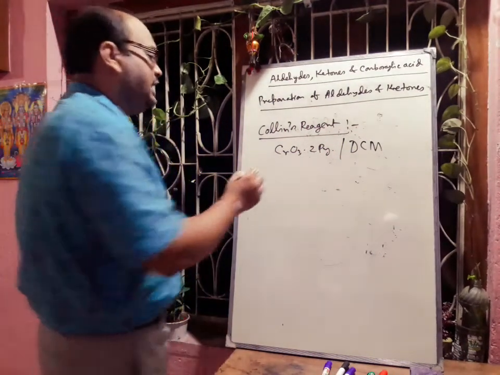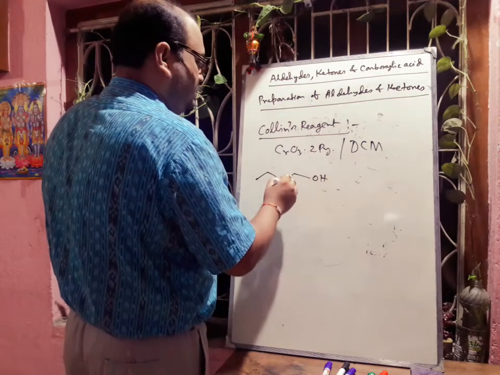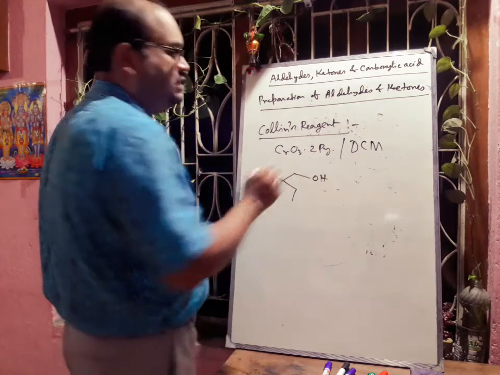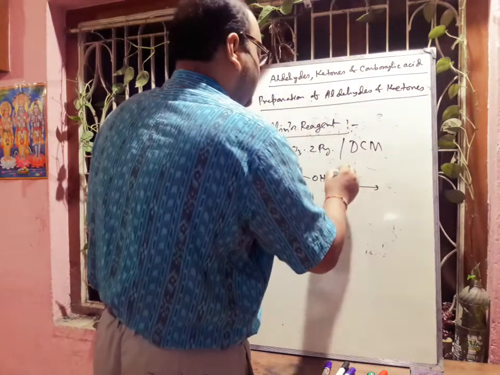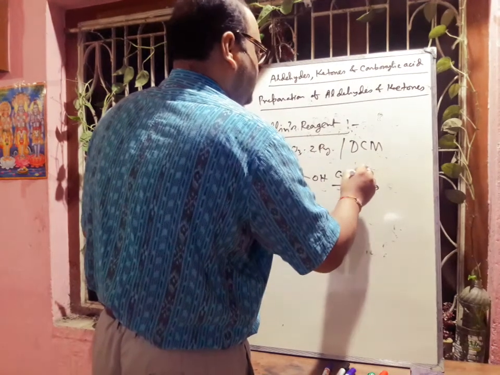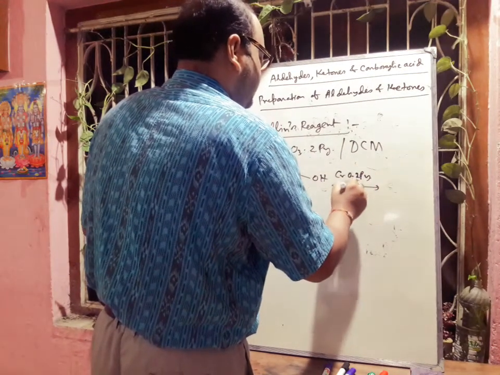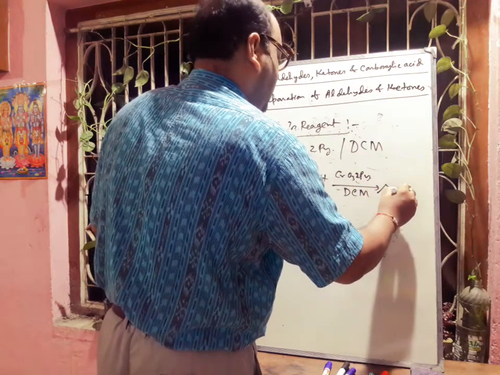Here we can take one example so that we can easily understand. Suppose this one is an alcohol. Here we are using this Collins reagent, that is chromium trioxide pyridine, twice pyridine in DCM, that will produce the aldehyde.